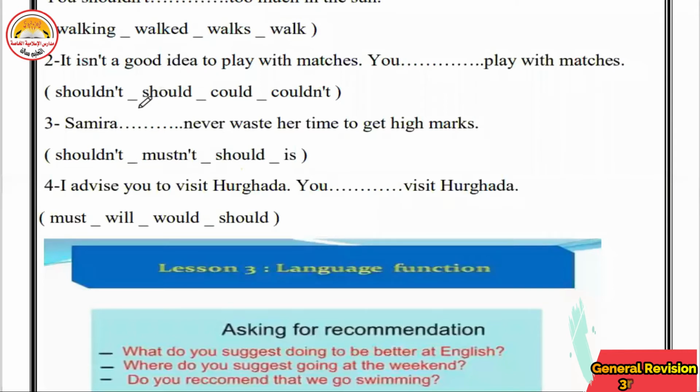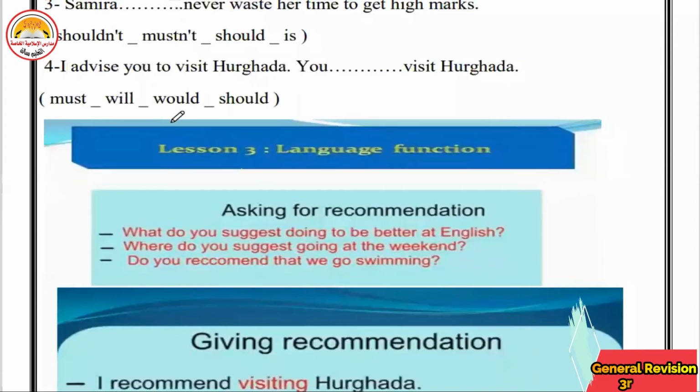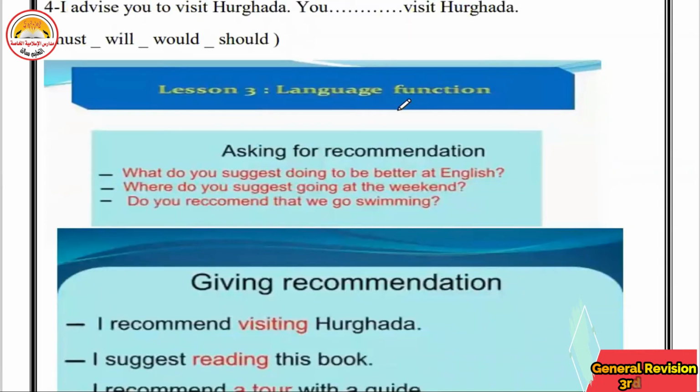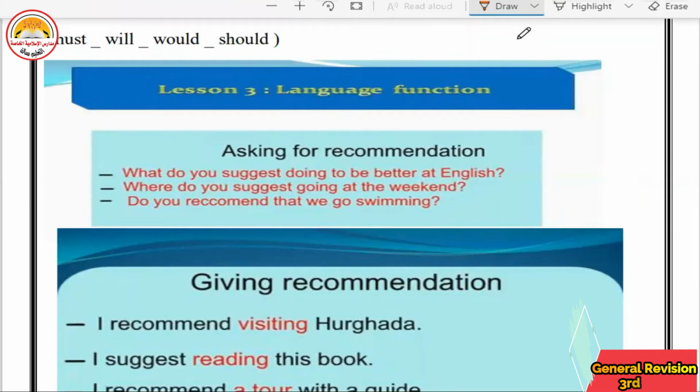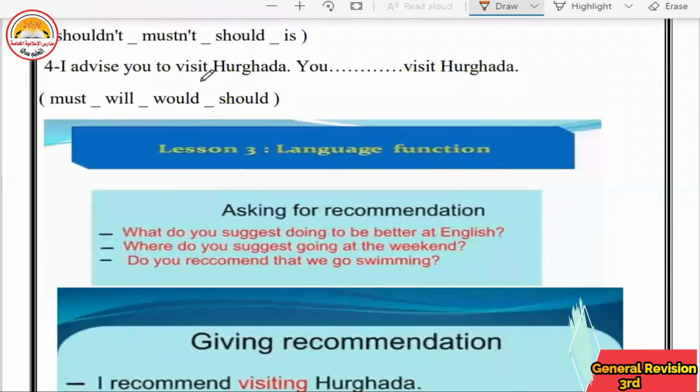Number 4, I advise you to visit Hurghada. You visit Hurghada. I advise you to do something means must, will, would, or should. Marwan? Must. You must. If you advise someone to do something, you say you must do this thing.